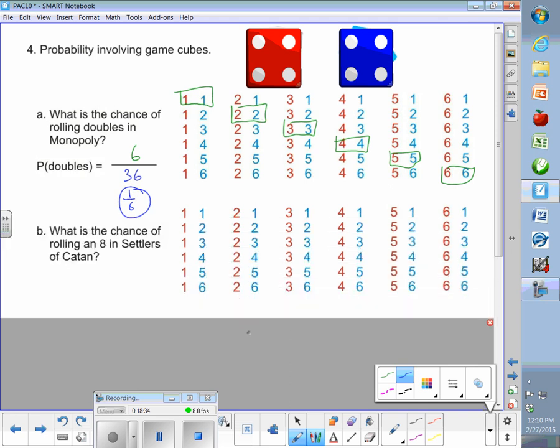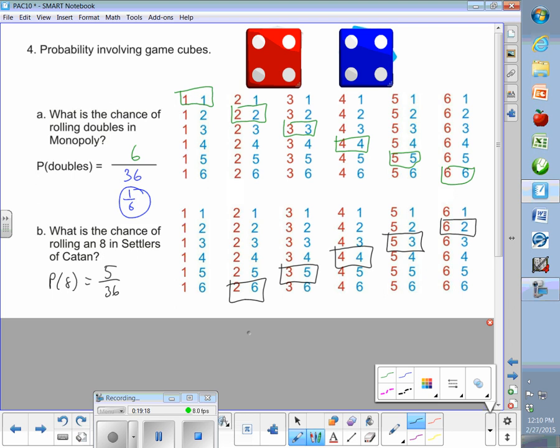Here's Settlers of Catan. The 8 spots are quite important. So I'm going to do these. I'll use black here. What's the probability of rolling an 8? Right? That's what we're doing. And so where are the 8s? All right, 2, 6, 3, 5, 4, 4, 5, 3, and a 6, 2. 1, 2, 3, 4, 5. 5 of 36 rolls probably will be an 8.